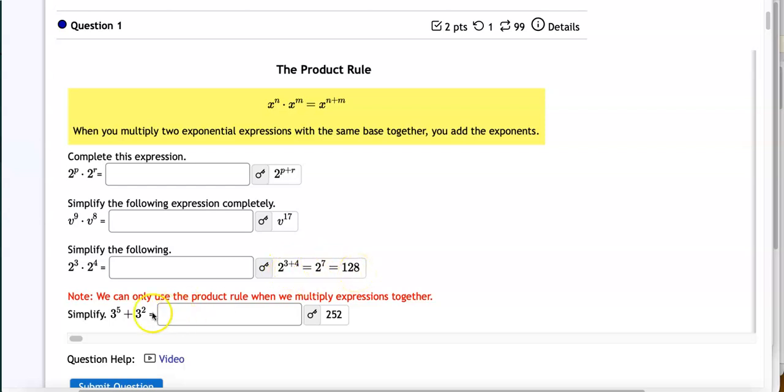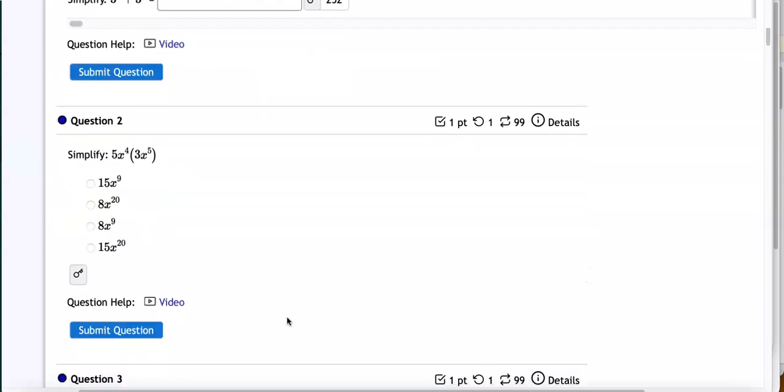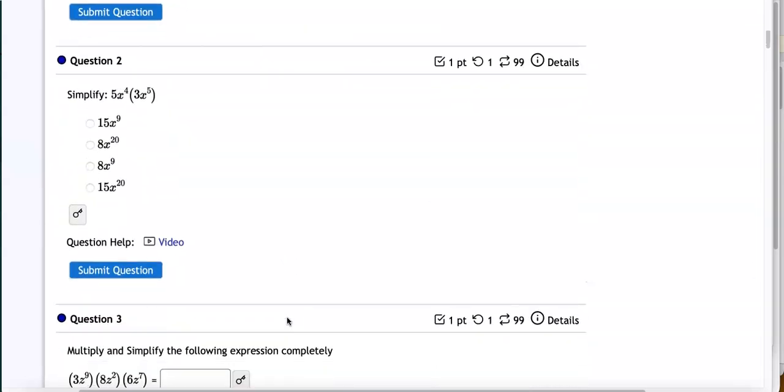Now notice you cannot use this rule if you are adding together like bases, only if you are multiplying. So in that case, you're just going to use 3 to the 5th and 3 to the 2nd separately, and then add them together, and you get 252. Now you do not have to have all your bases the same in order to be using the product rule. You would just use the product rule on the parts that are the same.